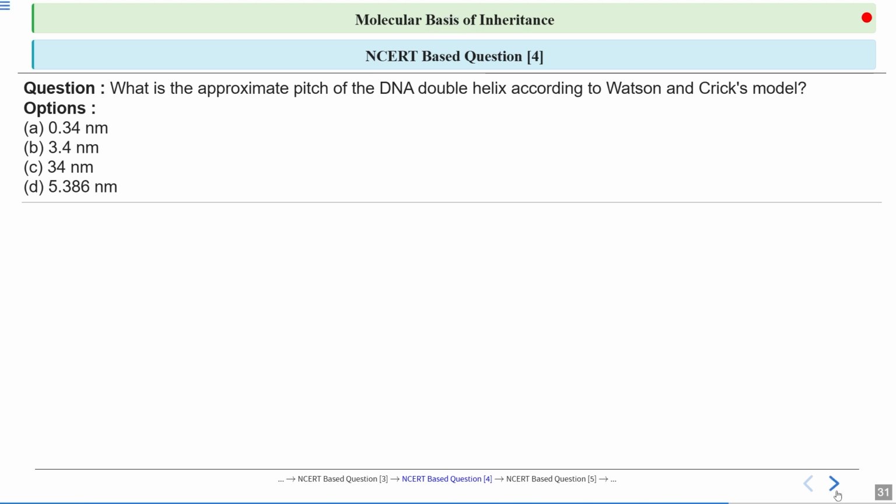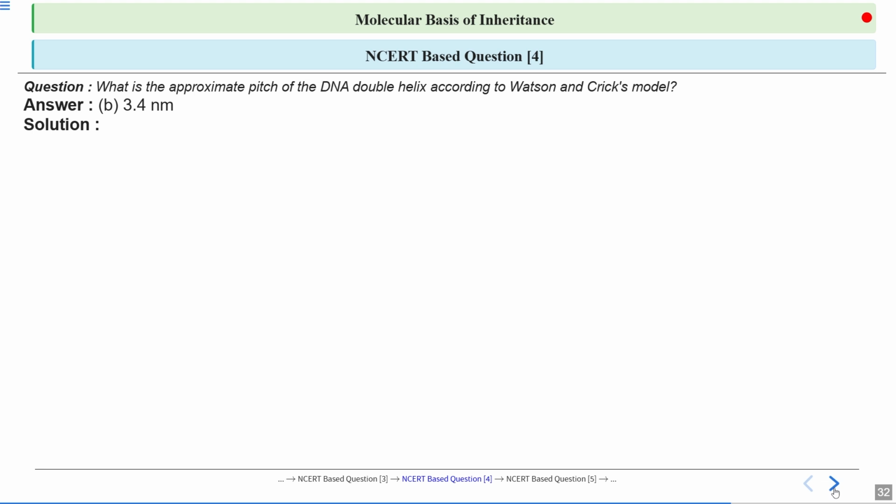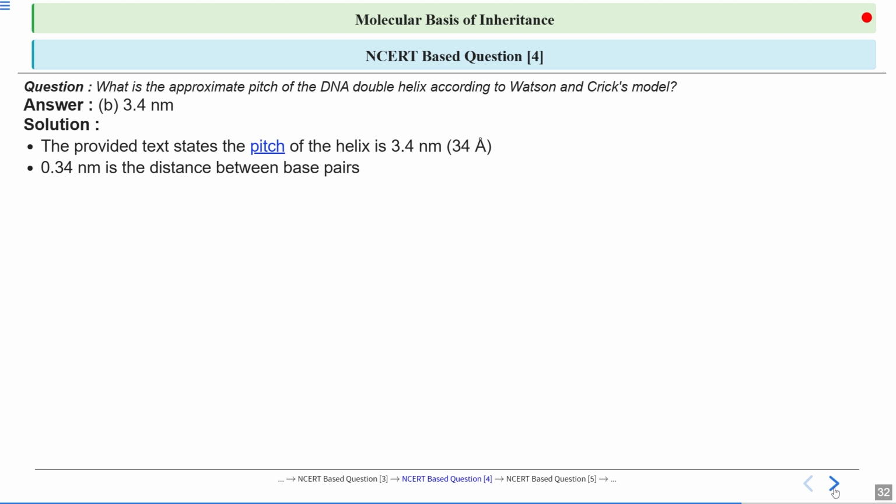5.386 nanometer? The answer is 3.4 nanometer. The provided text stated that the pitch of the helix is 3.4 nanometer. It is so. How is it then saying 0.34 nanometer is the distance between two base pairs?